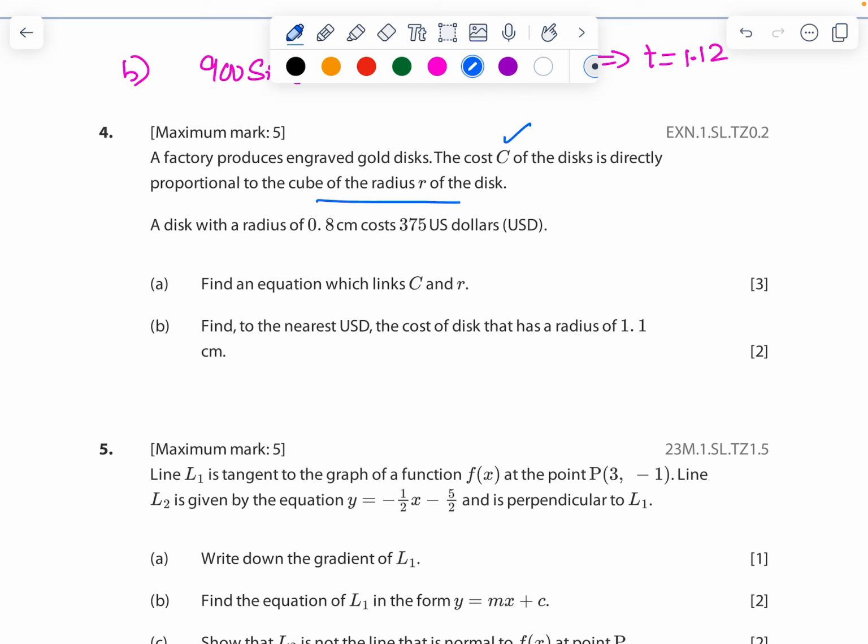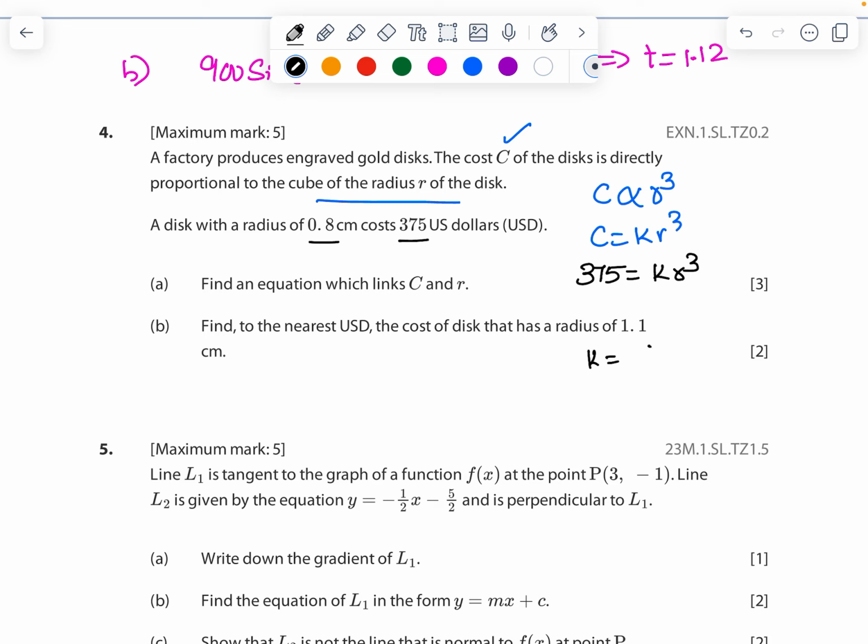So what is he saying? C is proportional to the cube of the radius, so C equals K R cubed. Now the disk has a radius of 0.8 and the cost is 375. So 375 equals K times R cubed. So what should I do from there?